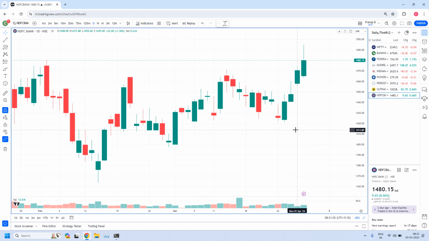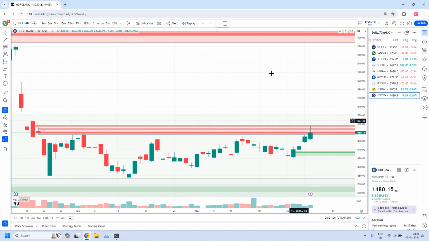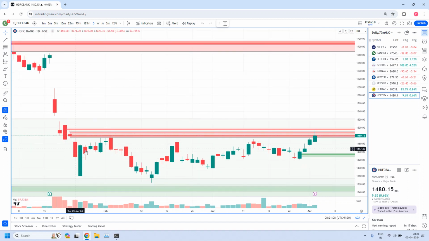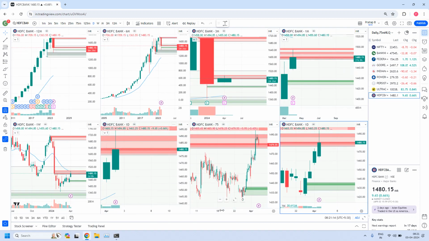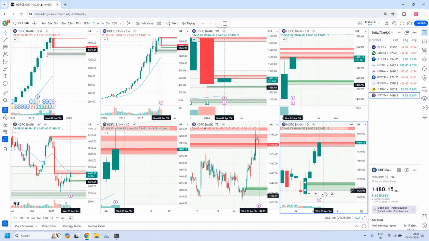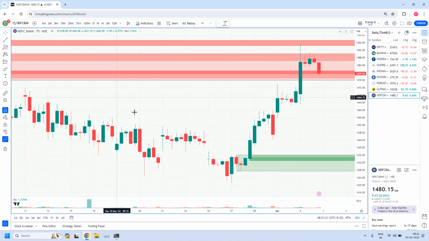So this is the HDFC high liquidity zone. We have a drop-base-drop high liquidity supply zone. How I fine-tuned? Let me explain. So this daily zone is fine-tuned with a 75 minutes time frame zone.